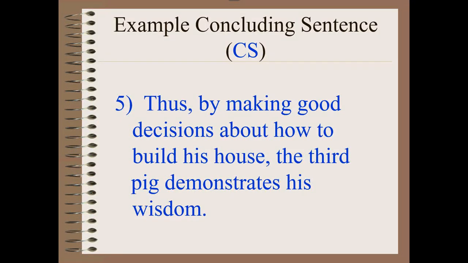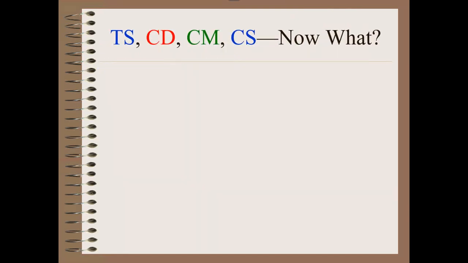Here's an example of a concluding sentence. It's got a transition word. You can use so, you can use thus, you can use hence, or you can use therefore. Those are the easiest ones. And then you restate your topic sentence. Make it sound a little bit fresh. By making good decisions about how to build his house, the third pig demonstrates his wisdom. That's what we said in the topic sentence.